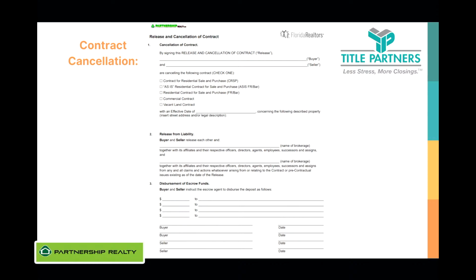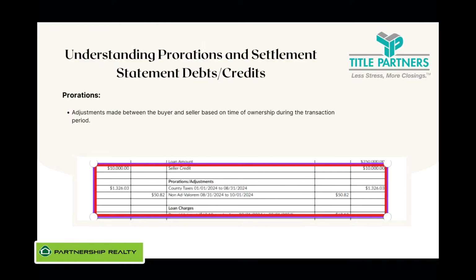All right, so now we're going to cover a little portion about understanding statements, debits and credits. So adjustments, these are prorations. Adjustments made between buyer and seller based on time of ownership during the transaction period. So here we have a section of the settlement statement with your prorations and your adjustments.